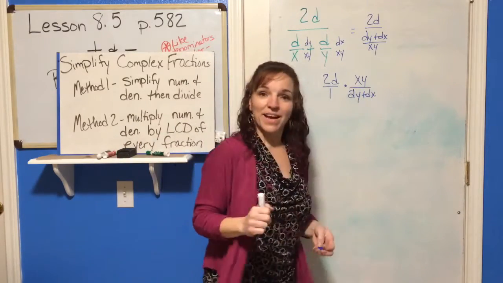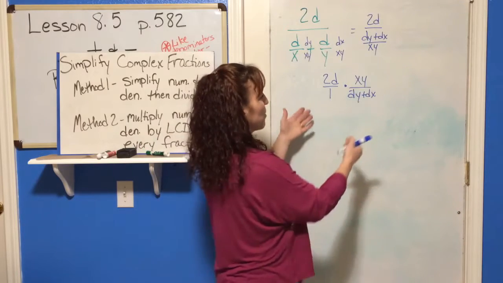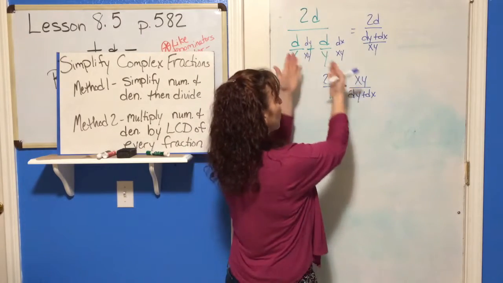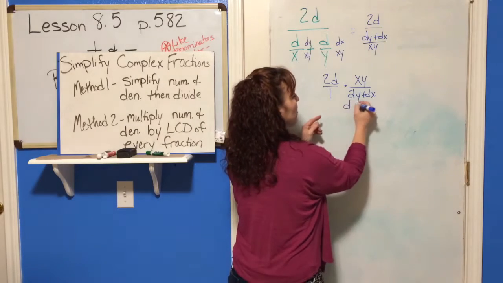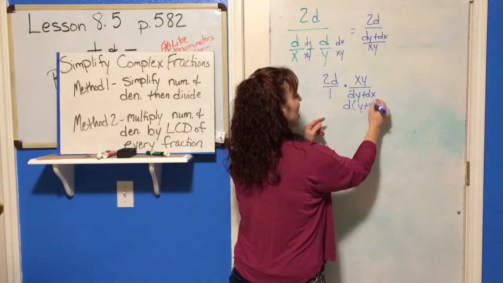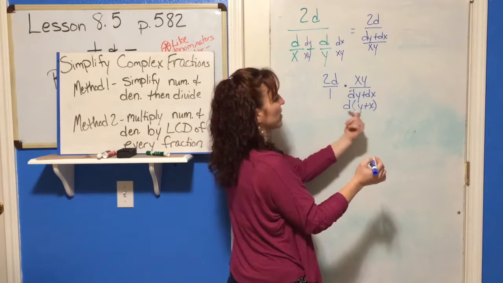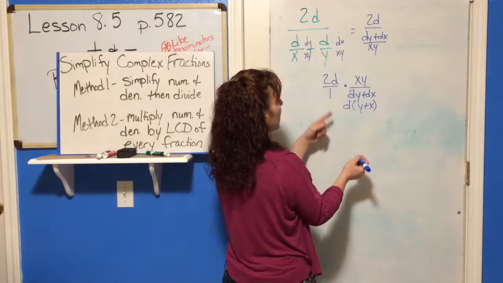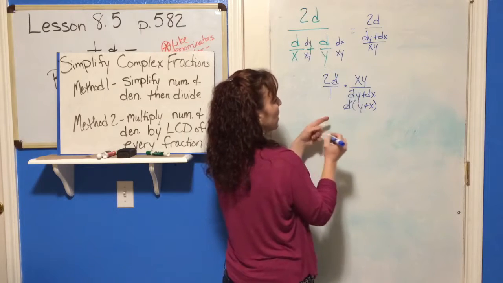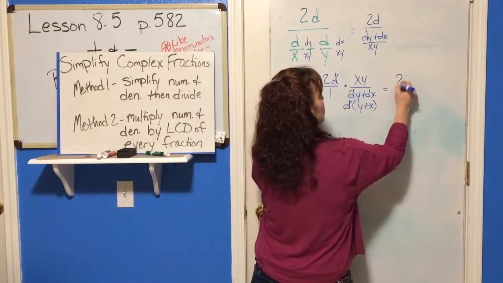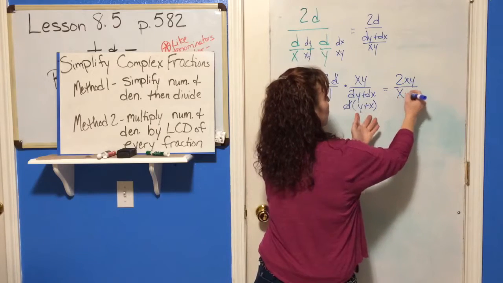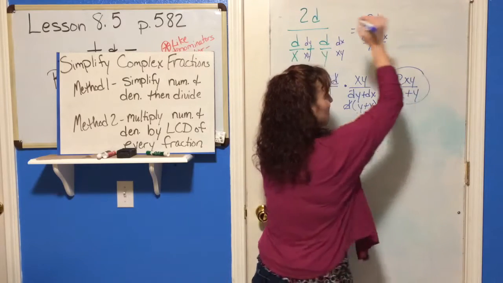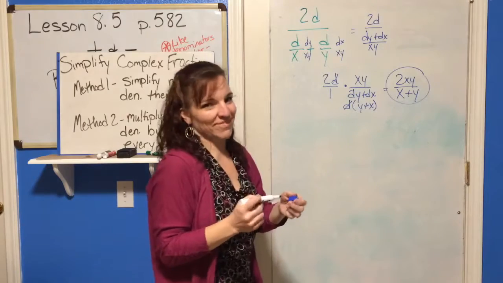Now it's a simple multiplication problem, as simple fractions instead of a complex fraction. So now reduce this out or factor it out, d(y plus x), and you can change it to x plus y just to keep them in alphabetical order. The d's will cancel, and now multiply straight across to get 2xy all over x plus y. Ta-da! Simple!